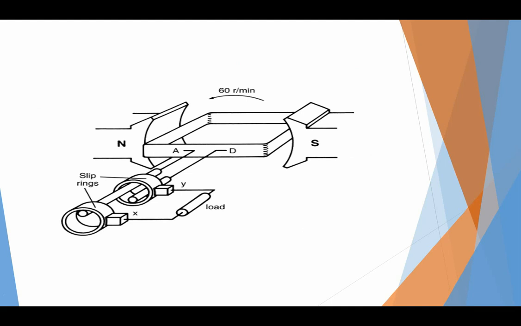This is the figure, the basic two-pole generator. We have a north pole, a south pole, and a simple loop coil revolving in the magnetic field, which is going to cut the flux, and EMF will be induced in this coil. This is connected to the slip rings, and these are X and Y, the carbon brushes. They take the load to the external load.